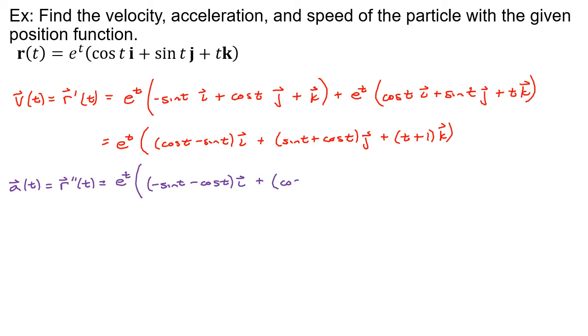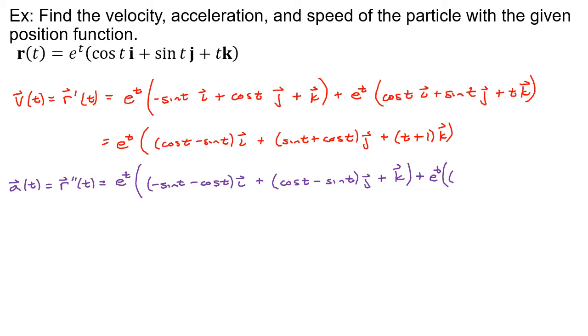Sine goes to cosine. Cosine goes to negative sine. T plus 1 would just go to 1, k. Plus the second time derivative of the first, again, will not change anything on the second part because the e to the t doesn't change. So we'll have the same negative sine t minus, oh, sorry, I'm reading the wrong one. I was reading the same function there for a moment.